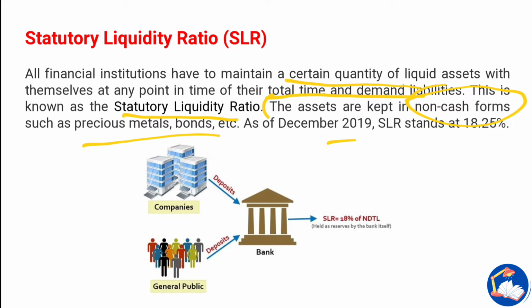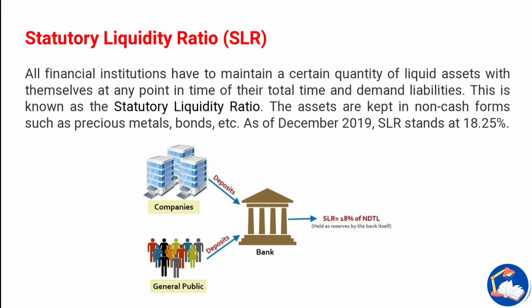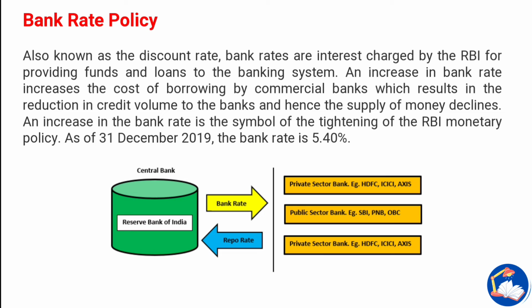As of 2019, SLR stands at 18.25 percent. So companies and the general public deposit money in the bank, and of the total amount, 18.5 percent is taken as SLR and kept by the bank in the form of non-cash liquid bonds and government securities and so on.